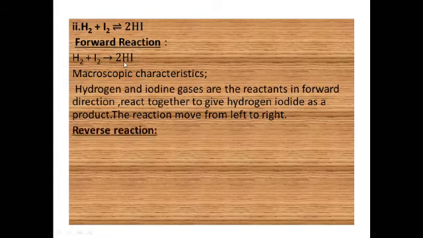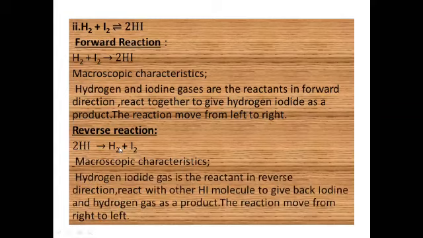For the reverse reaction of this reversible reaction, I told you the product will be the reactant and the reactant will be the product, because the reaction favors the reverse direction, from right to left. When the reaction favors right to left, the product is the reactant and the reactant is the product. So you can see 2 moles of hydrogen iodide will react together to give back the reactants, hydrogen gas and the iodine gas.